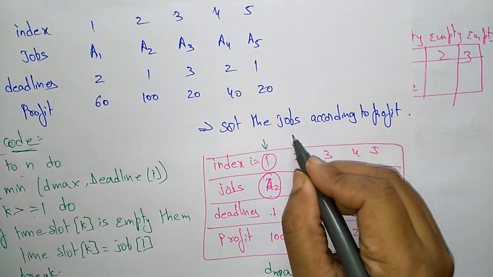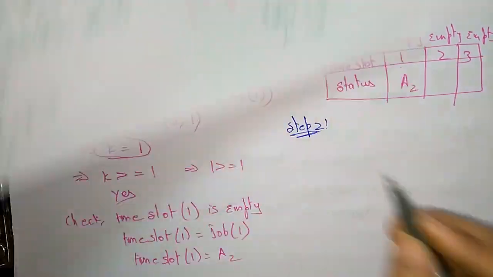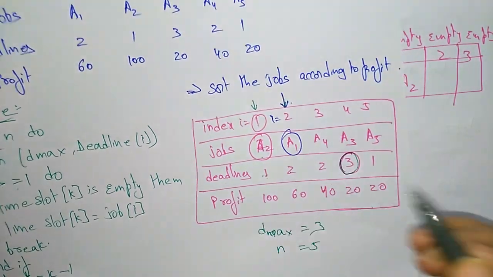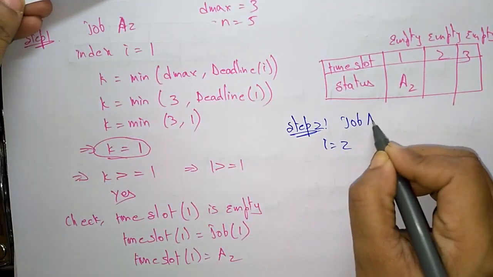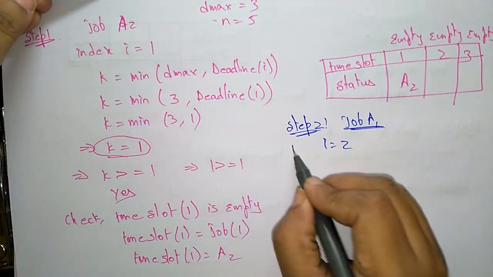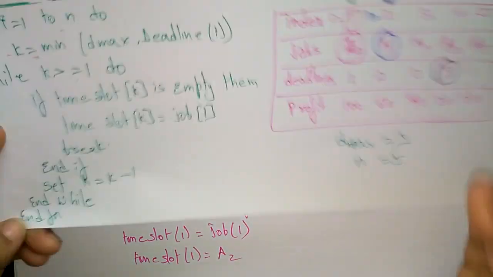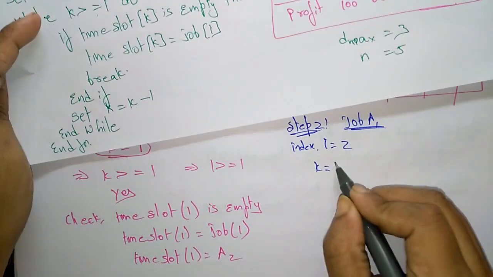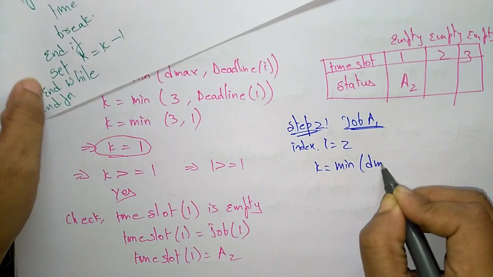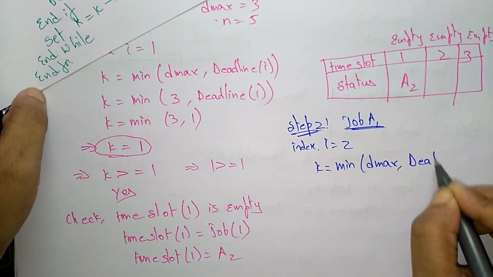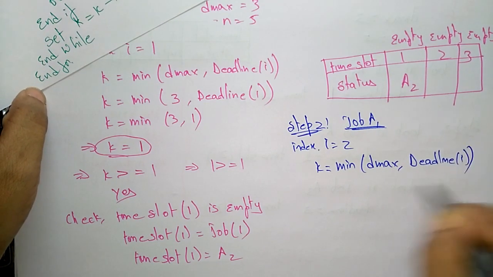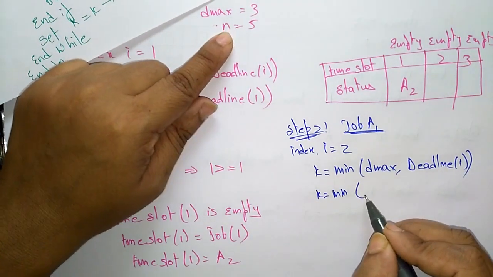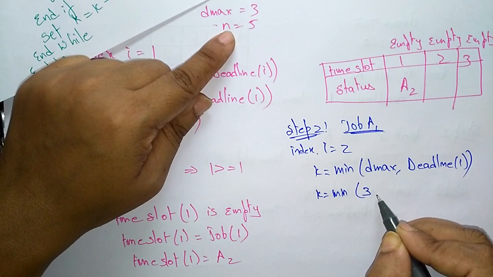Okay, now coming to step 2. So next in step 2, the index I is equal to 2. I is equal to 2 means here I am talking about job A1. Now check, index I is equal to 2. So first enter the algorithm. For I is equal to 2, what is the K value? K is equal to minimum of D max comma deadline of I. What is the D max? For everything D max, the maximum deadline, is 3.